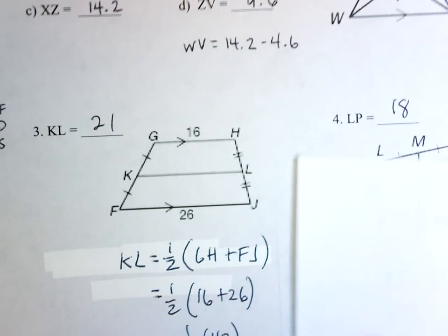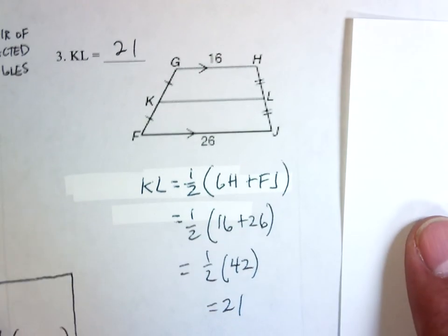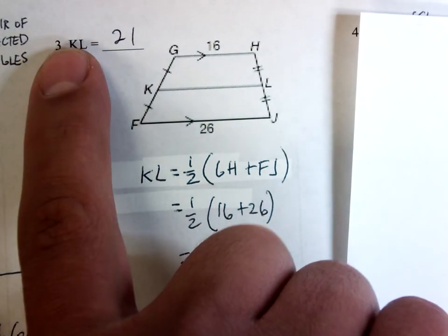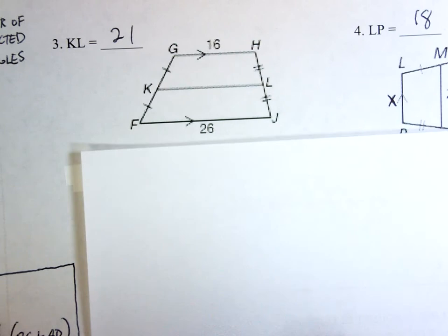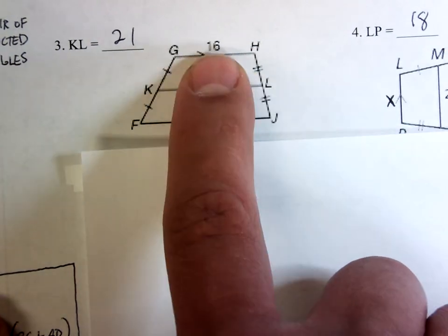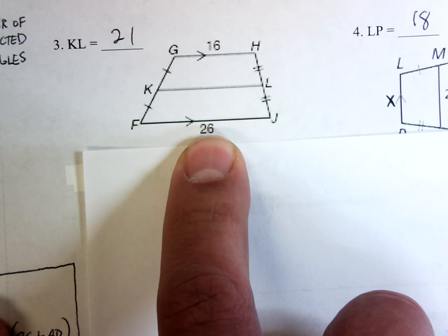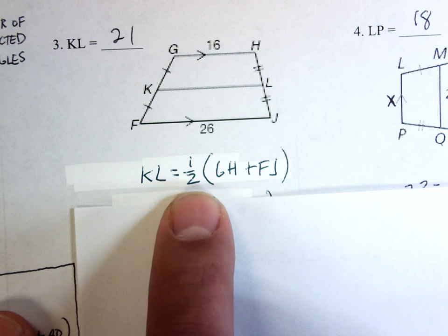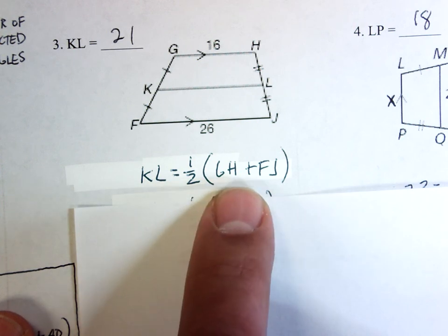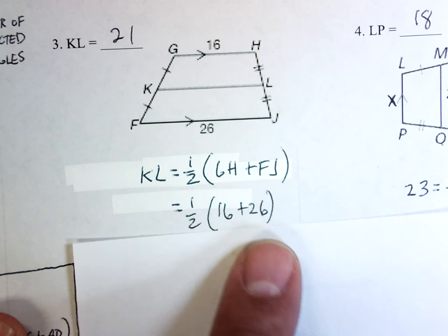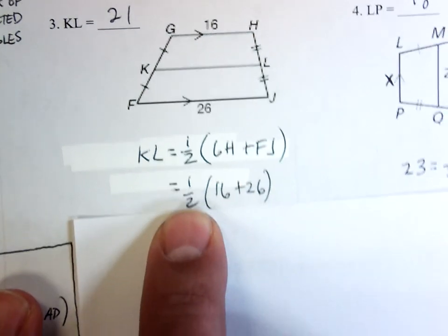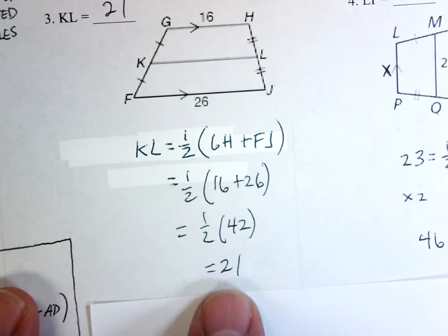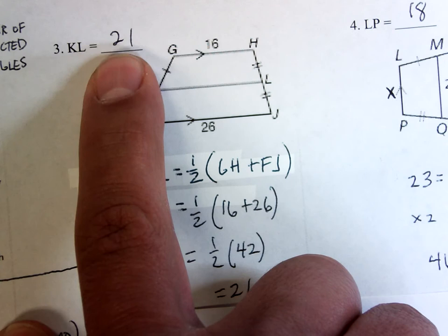All right. We go to our trapezoid mid-segment. So we're trying to use our mid-segment theorem. So what's it asking me for? It's asking me for KL. So it's asking me for the length of the mid-segment. Well, I know the two bases. One of them is 16, the other one's 26. The trapezoid mid-segment theorem says, to get the mid-segment, I can take 1/2 times the sum of the bases. So GH plus FJ. So I just plugged in. So KL must be equal to 1/2 of 16 plus 26, which is 1/2 of 42, which is just 21. So the mid-segment must be 21.